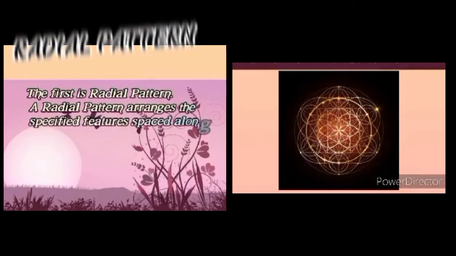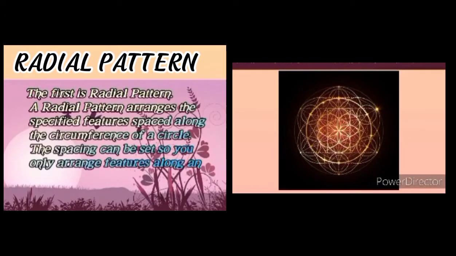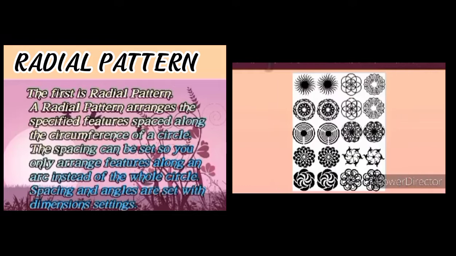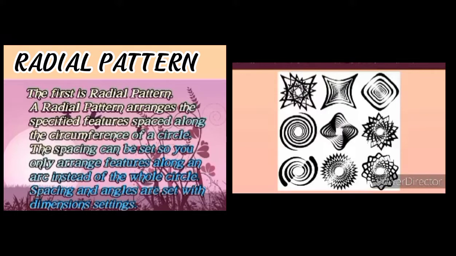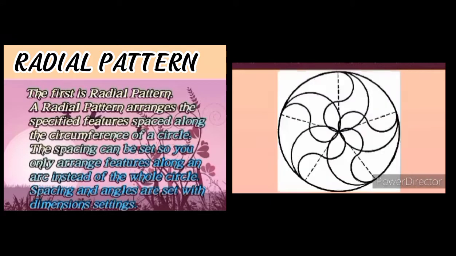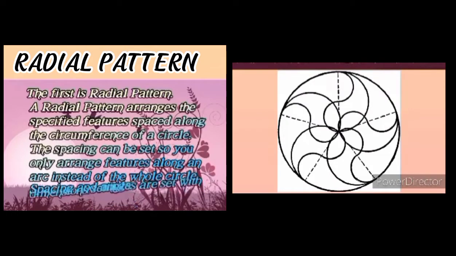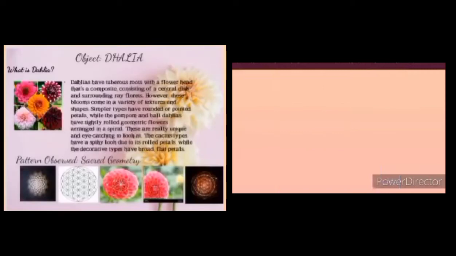The first is the radial pattern. A radial pattern arranges the specified features spaced along the circumference of a circle. The spacing can be set so you only arrange features along an arc instead of the whole circle. Spacing and angles are set with the mentioned settings. An example of this is the dahlia.